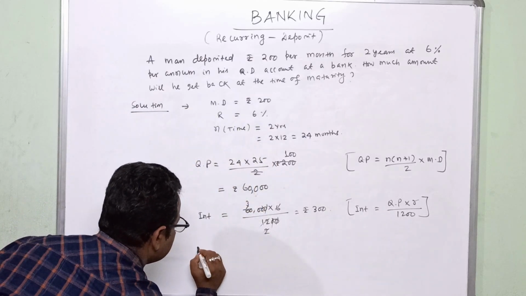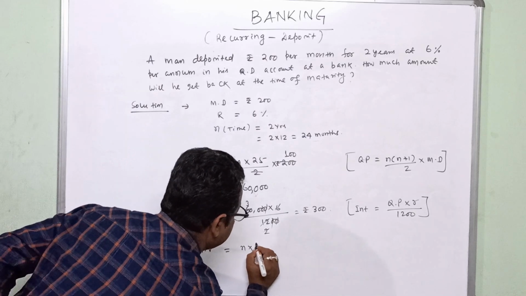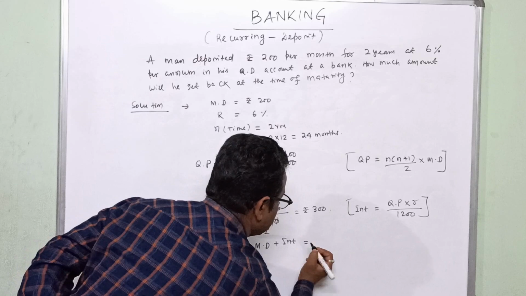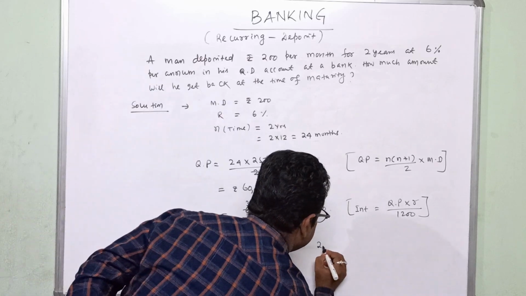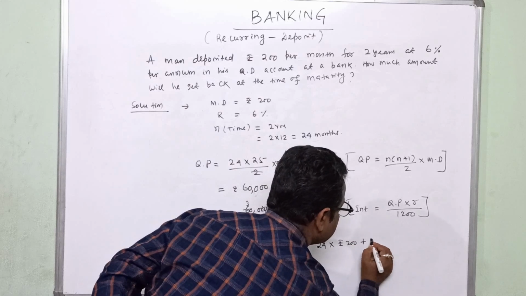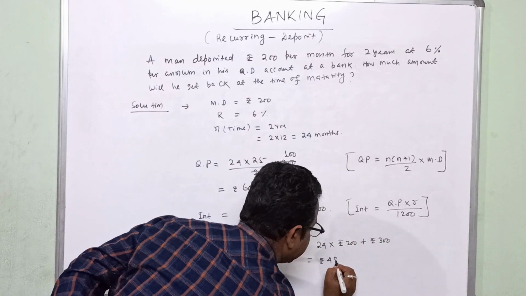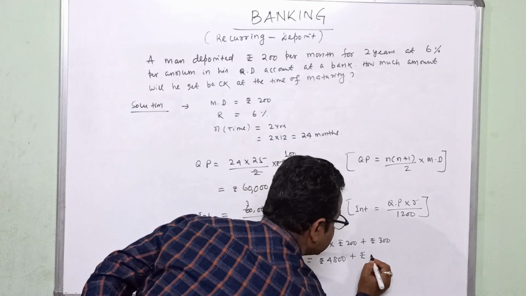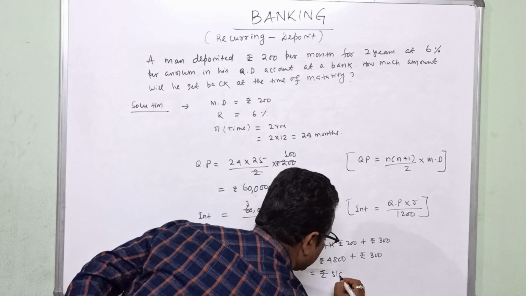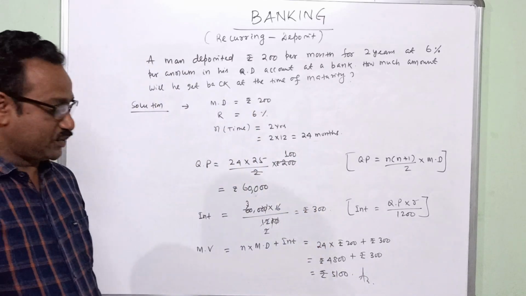Now the last one, maturity value MV is equal to N into MD plus interest. That is equal to 24 into rupees 200 plus rupees 300. That is equal to rupees 4800 plus rupees 300 is equal to rupees 5100. This is the answer of the given question.